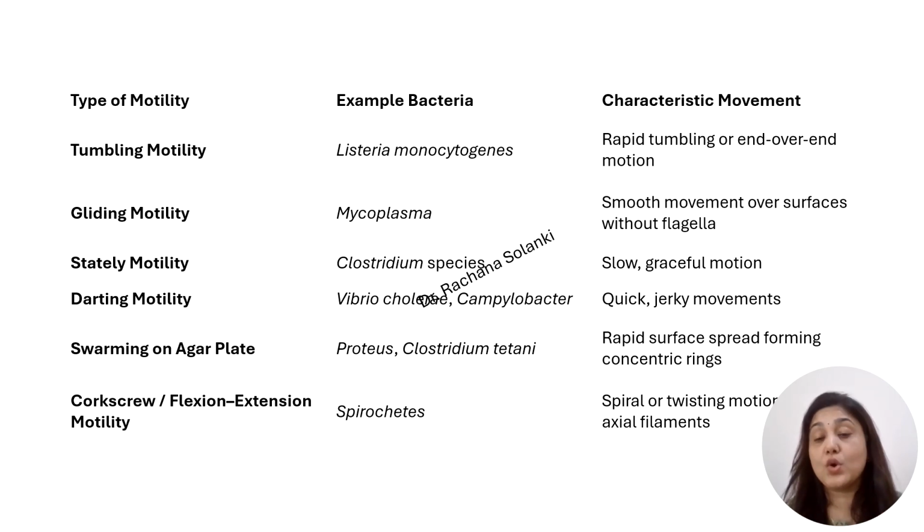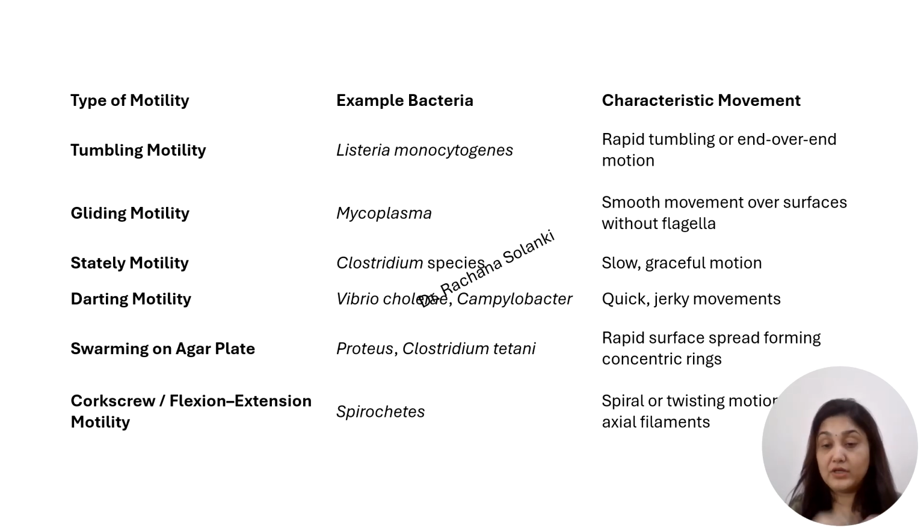Now, based on the flagella and the organ, there are different types of motility. There are two main questions asked: what is the importance of the flagella, and the arrangement of the flagella? It is asked for 2 marks. Then even the types of motility.